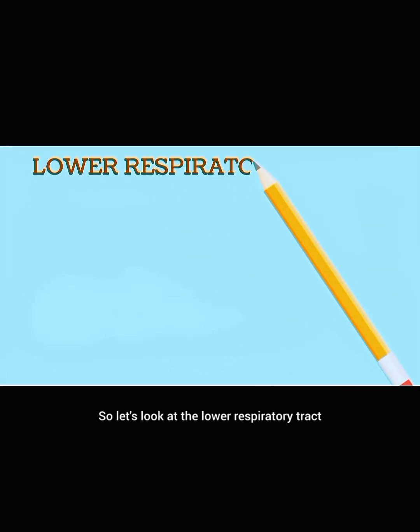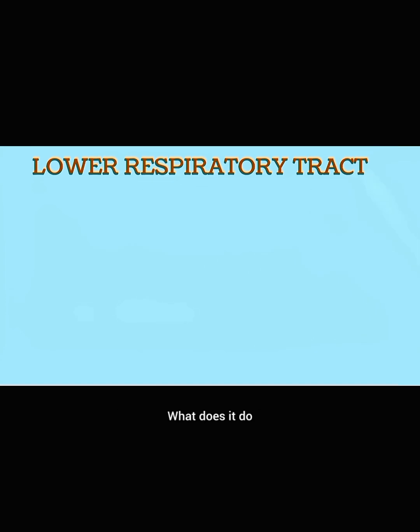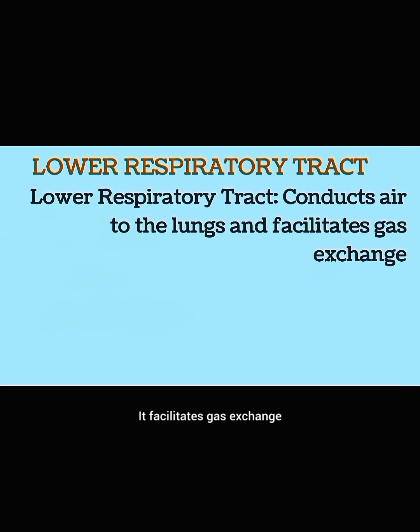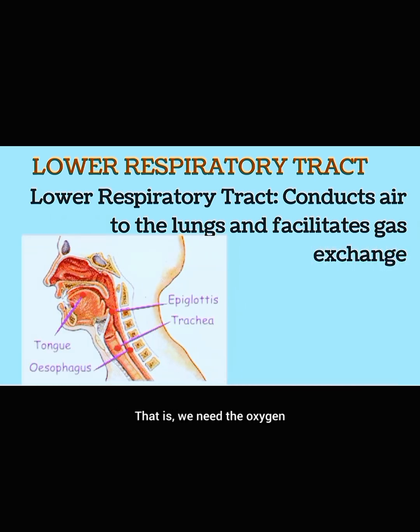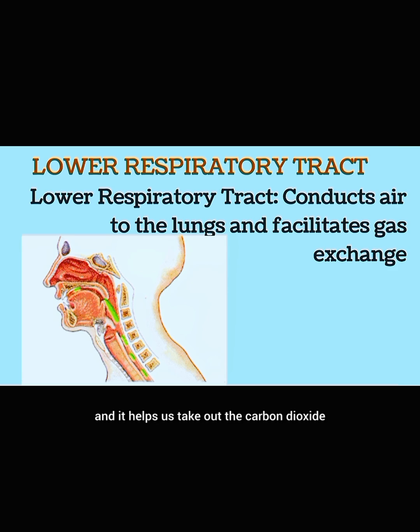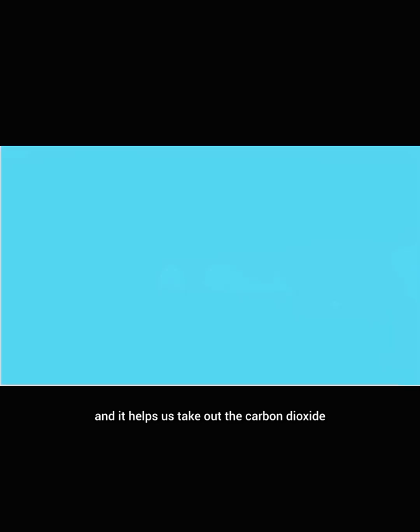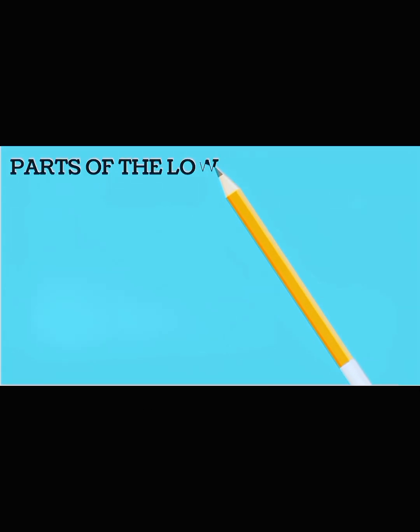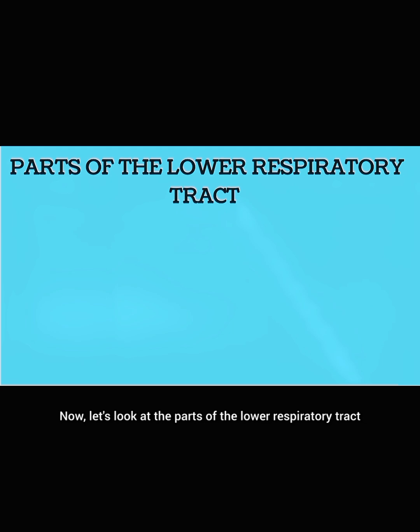So let's look at the lower respiratory tract. What does it do? The function is that it conducts air to the lungs. It facilitates gas exchange. That is, it allows air to get to the lungs, and it also facilitates the exchange of gases. That is, we need the oxygen, and it helps us take out the carbon dioxide, which is also known as CO2. Now, let's look at the parts of the lower respiratory tract.